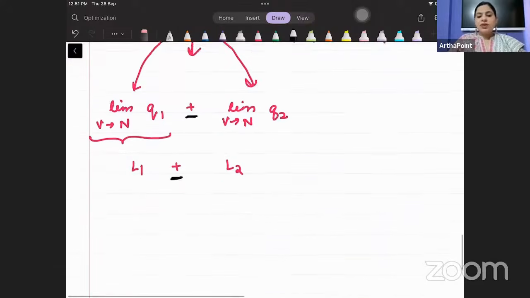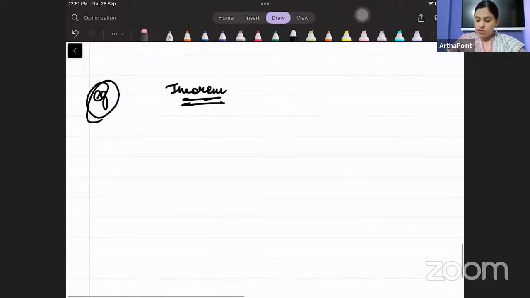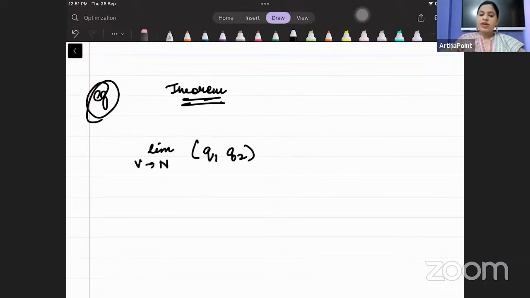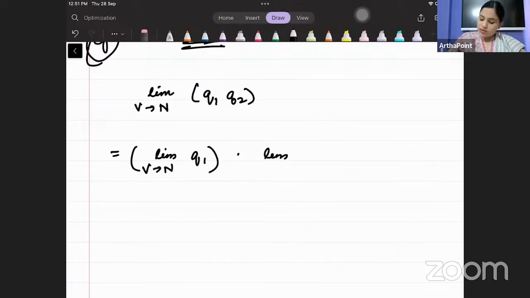Okay. Now beta, suppose we look at the rule for multiplication. So now this is again another theorem. Suppose I tell you limit of Q1 Q2, and here beta I have taken V tends to N. So this can be written as limit V tends to N of Q1 into limit V tends to N of Q2. The limit spreads, the limit distributes.